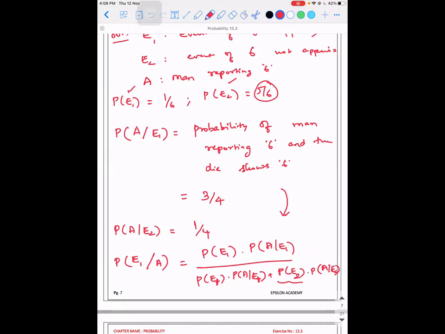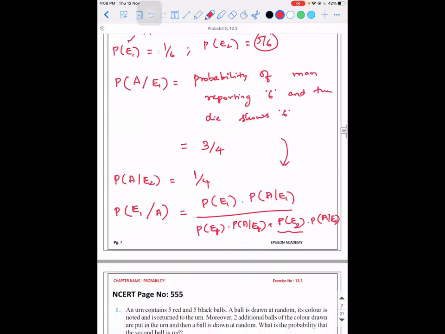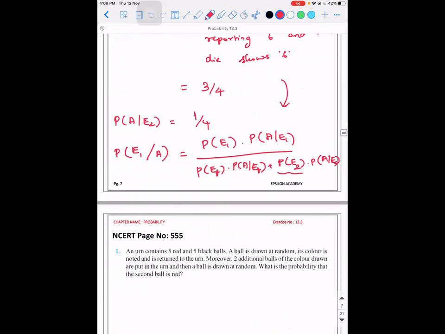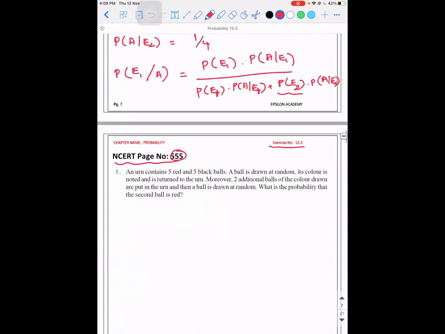Now listen. So I'm moving on. I will start solving exercise 13.3, NCERT page 555. Look at the first question. There is an urn which contains 5 red and 5 black balls. A ball is drawn at random. Its color is noted and is returned to the urn. Moreover, 2 additional balls of the color drawn are put in the urn and a ball is drawn at random. What is the probability that the second ball is red?